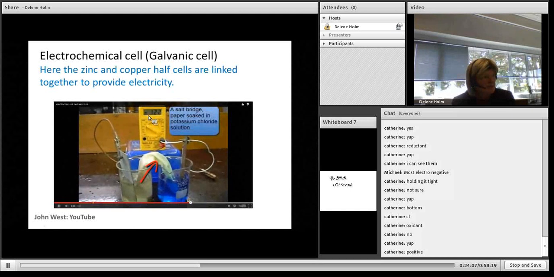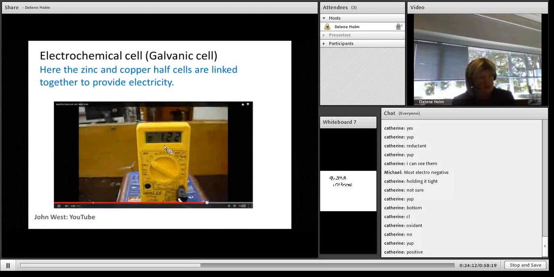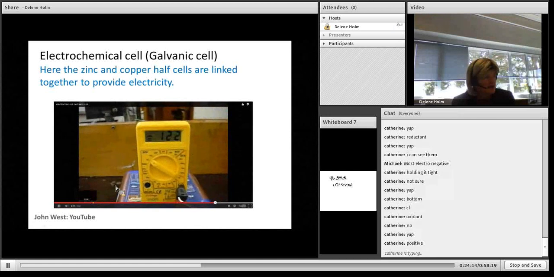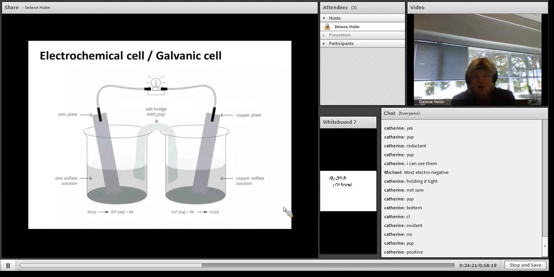And can you see the reading there of 1.22? Just bear that in mind, because we'll come across that very soon. Okay, any questions so far? I've gone through that quite quickly.